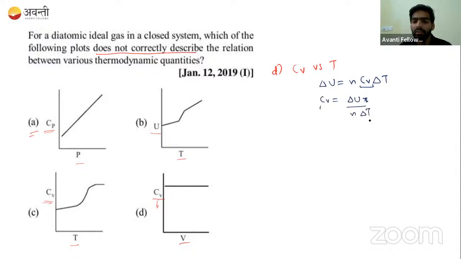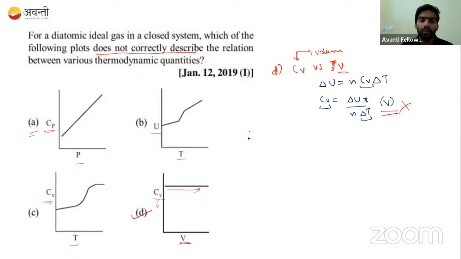That means if CV changes, temperature will change. But do we have the term volume here? No, we don't have the term volume here. That means it does not depend on the volume. That is, CV is independent of the volume. Okay, I mentioned the T word here. Sorry, very sorry. Take it as volume. So it is independent of the volume. Here we can see that it is giving a straight line. That means it is not affected by the volume. So this is the correct one.